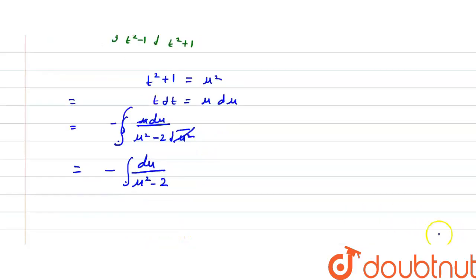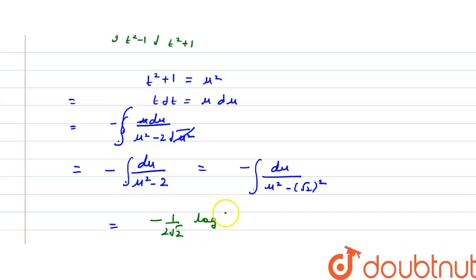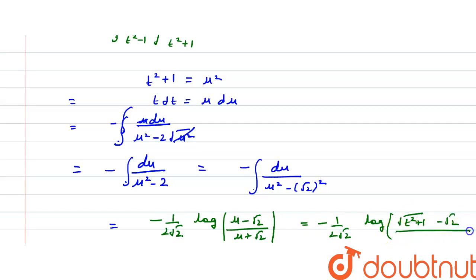So we can write it in the form a square minus x square: minus the integration of du divided by (u square minus root 2 whole square). The integration of this form is 1 by 2a log of (x minus a) divided by (x plus a). Here a is root 2, so it becomes minus 1 by 2 root 2 log of (u minus root 2) divided by (u plus root 2). In place of u we write square root of (t square plus 1), so it is log of (square root of (t square plus 1) minus root 2) divided by (square root of (t square plus 1) plus root 2).